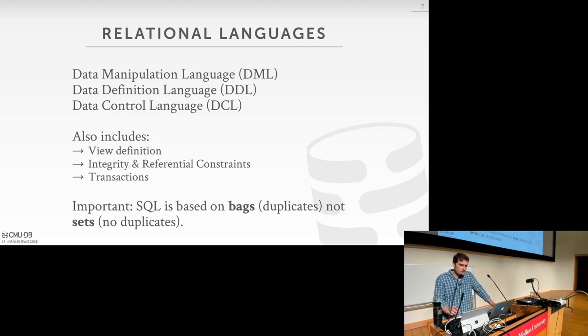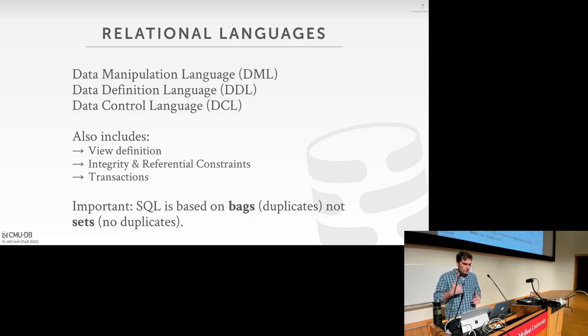And I think I alluded to this last time, but there's an important difference between SQL and the relational model that we've talked about. And that is that SQL is based on bag algebra or multi-sets. So that means you can have duplicates in your data set, whereas a set obviously means there are no duplicates.